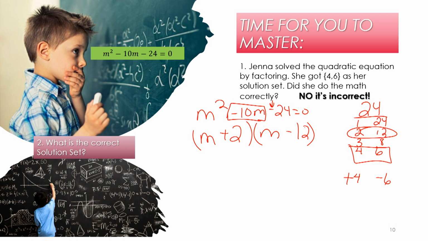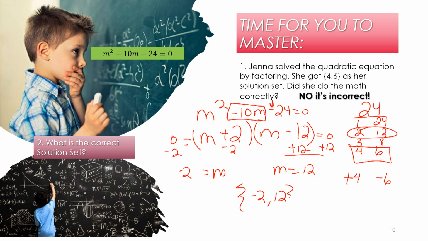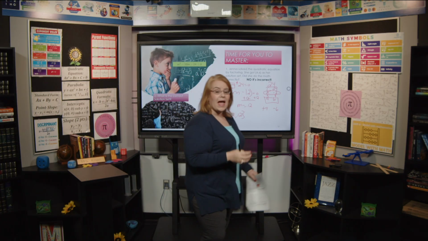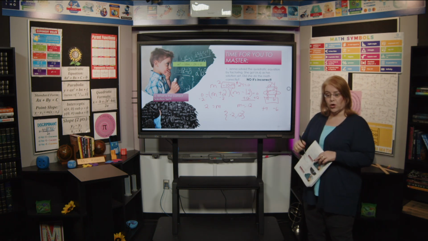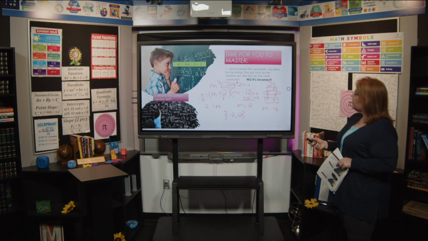All right, so then when I set both of these binomials equal to 0, I get m minus 12 equals 0 and m plus 2 equals 0. Subtract 2, m equals negative 2; add 12, m equals positive 12. So when I write those as a solution set, and it asks me what's the correct solution set, negative 2, 12. Want to make sure that we are looking at that second operation, that it makes sense with the numbers we got to get that middle term. Always want to make sure we do it correctly.